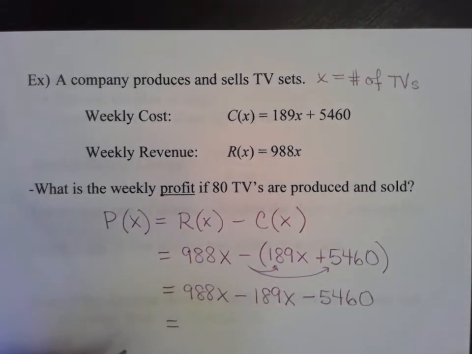And I can combine like terms. 988 minus 189. If this were 188, it would be 800, but it's less than that. So it should come out to 799x.